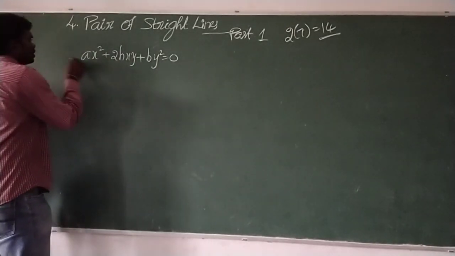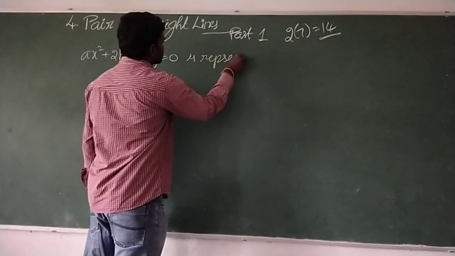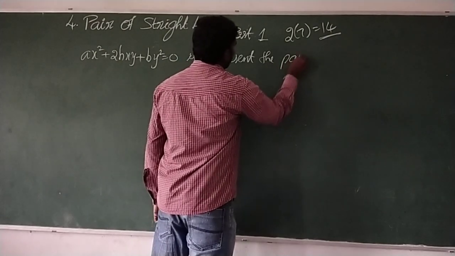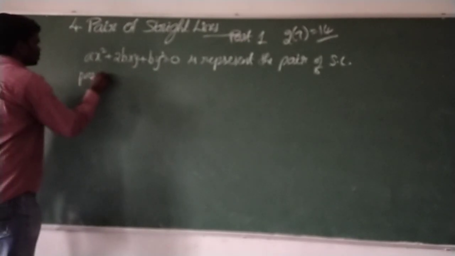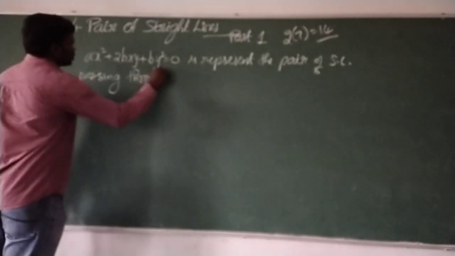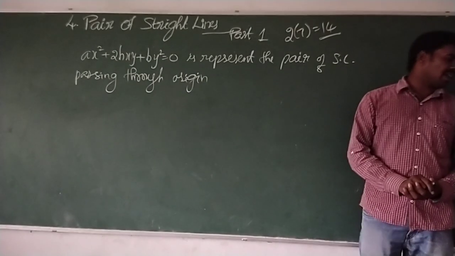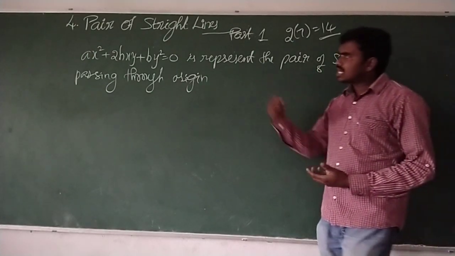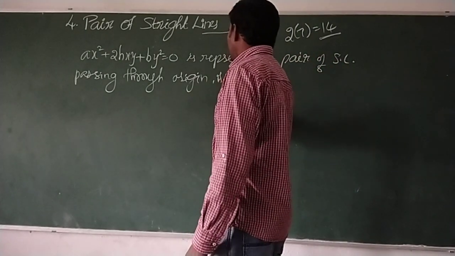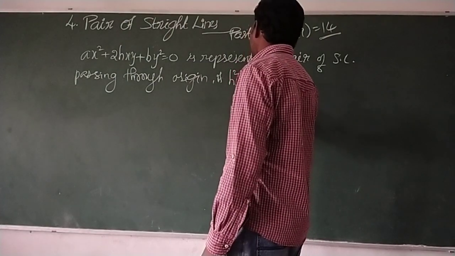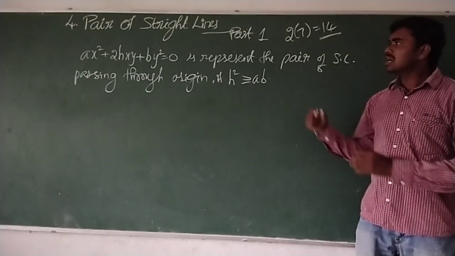So ax square plus 2hxy plus by square equal to 0 represents the pair of straight lines passing through origin. Okay, once read it. What is the general form of pair of straight lines passing through origin? Yes, ax square plus 2hxy plus by square equal to 0. But one condition, that is h square value must be greater than or equal to ab. Either h square equal to ab or h square greater than ab is the condition.